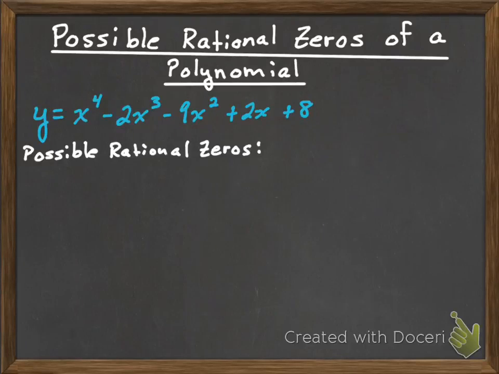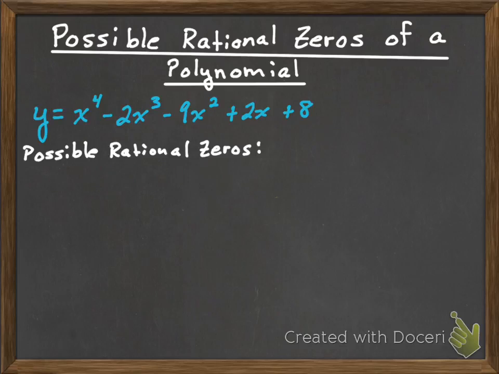And the topic for this video is going to be finding possible rational zeros of a polynomial. And so what we're going to be looking at is, if you have a polynomial that is not in factored form, how do we find out where this graph crosses or intersects the x-axis? And this is going to be generating a list of possible zeros for that polynomial.